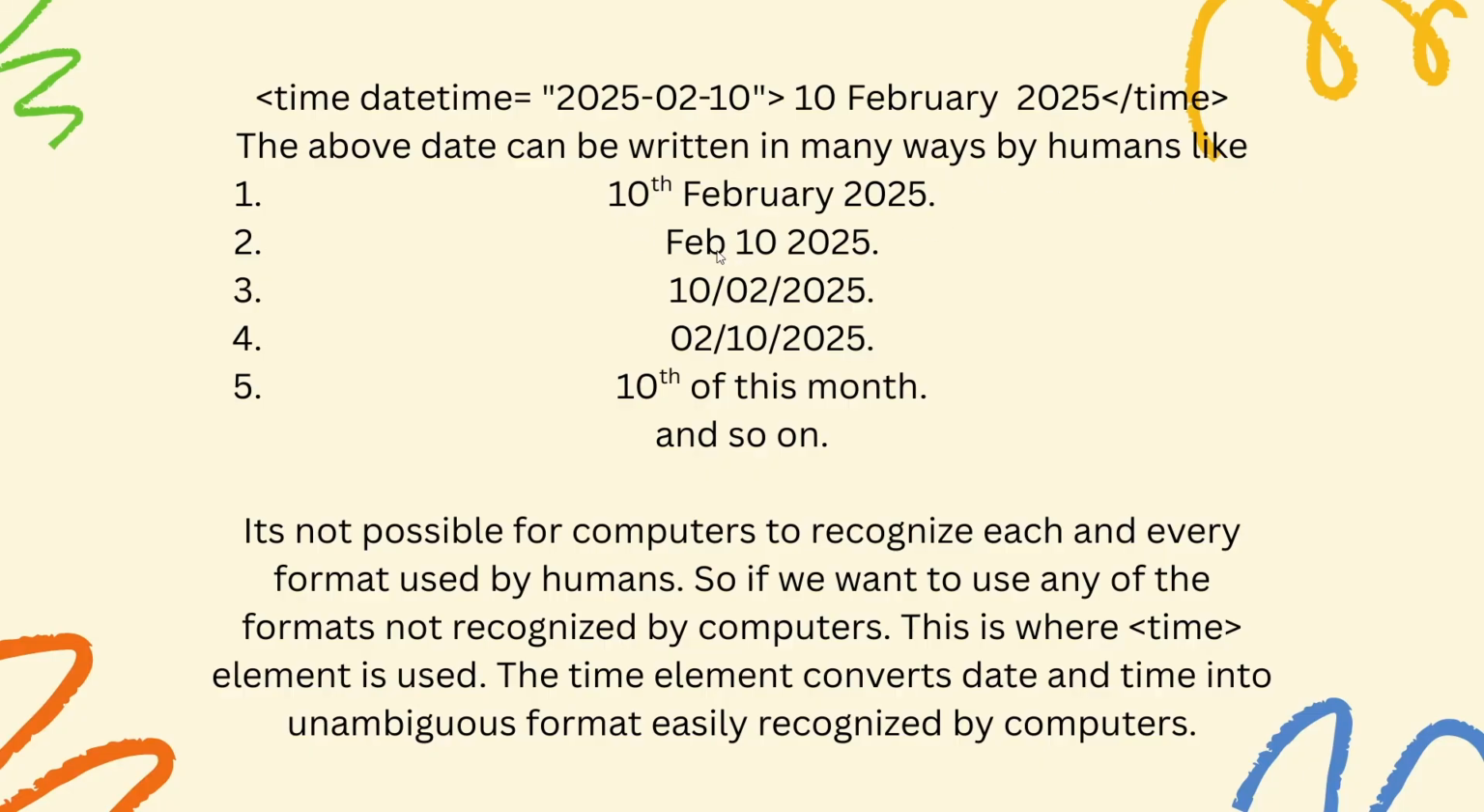Then the next line: the above date can be written in many ways by humans, like 10th February 2025, Feb 10 2025, 10/02 2025, 02/10/2025, 10th of this month, and so on. So dates can be written in different ways. It's not possible for computers to recognize each and every format used by humans. So if we want to use any of the formats not recognized by computers, this is where the time element is used. The time element converts date and time into an unambiguous format easily recognized by computers.